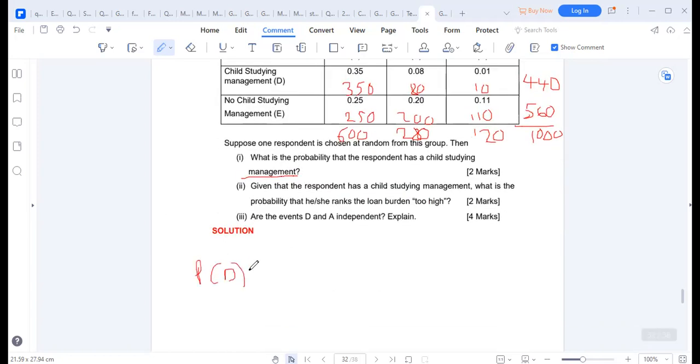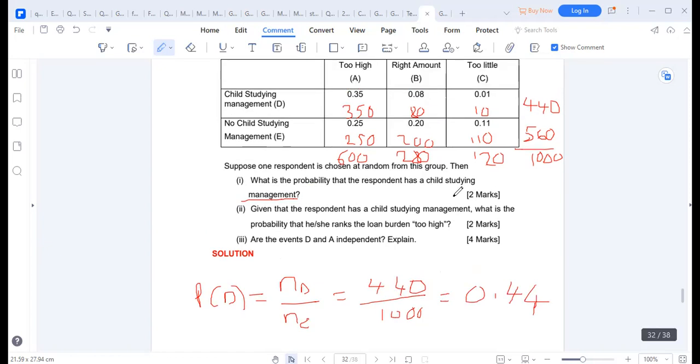The probability of D is simply the total number of D elements over the total number of events. So 440 divided by 1,000, what we get is 0.44. That's 2 marks.